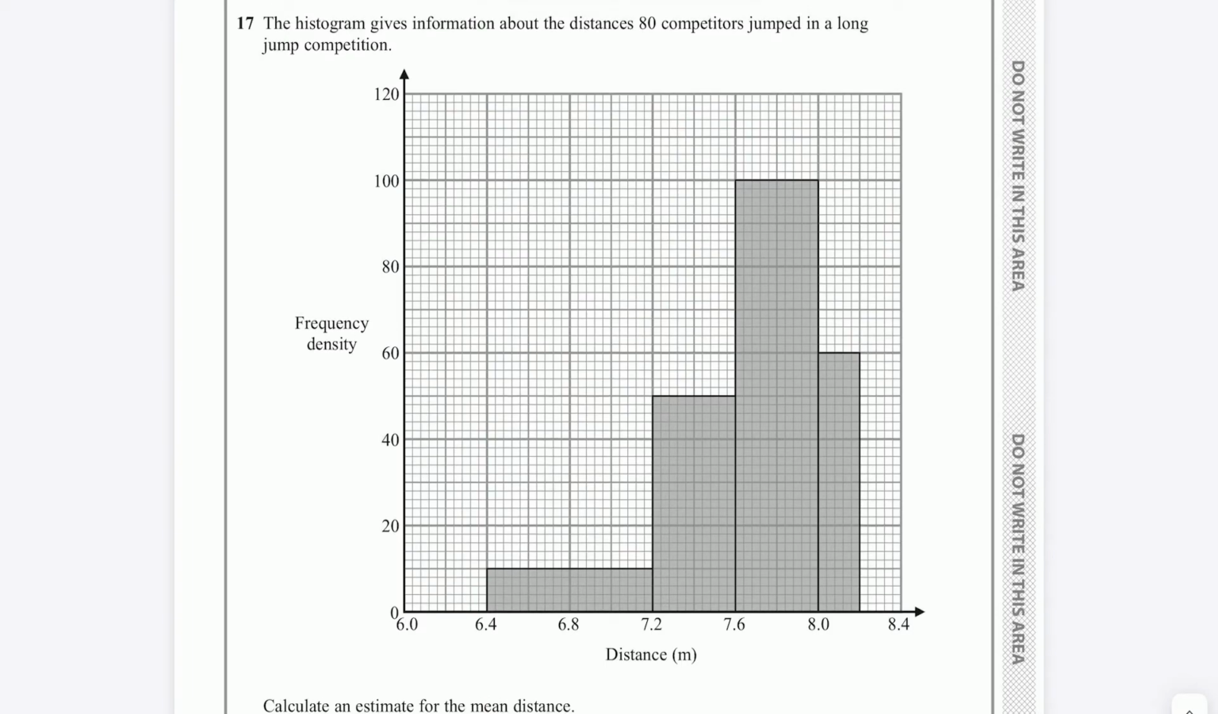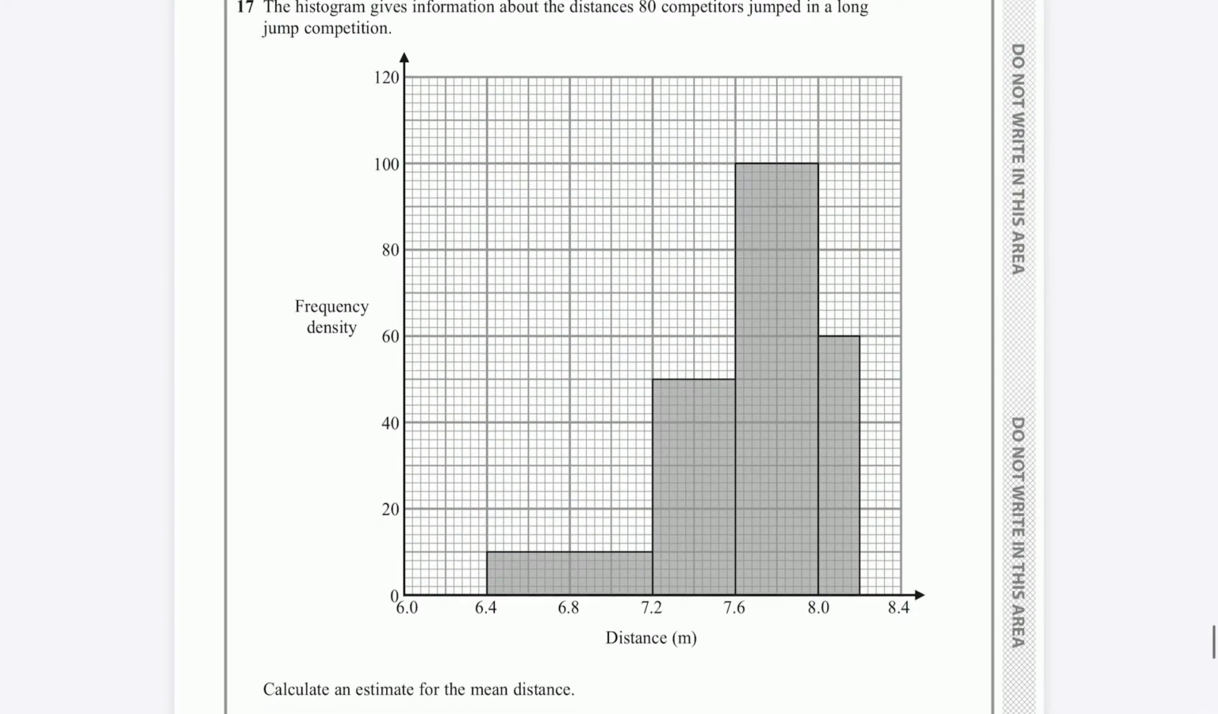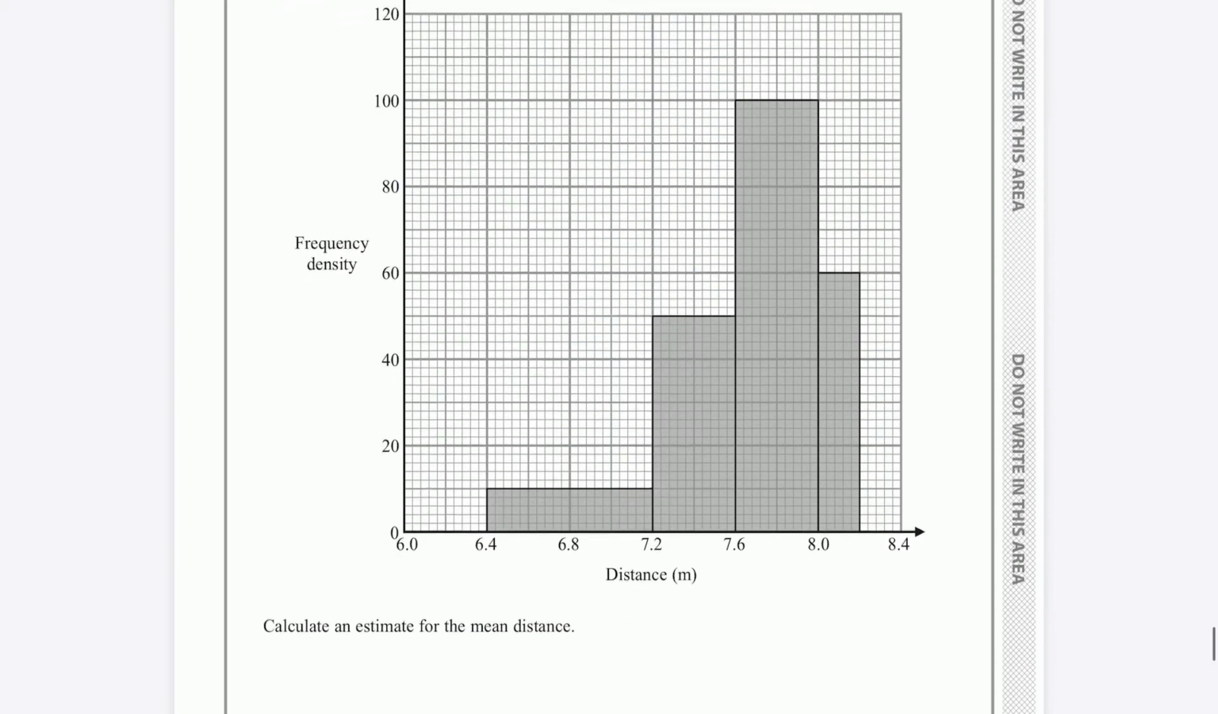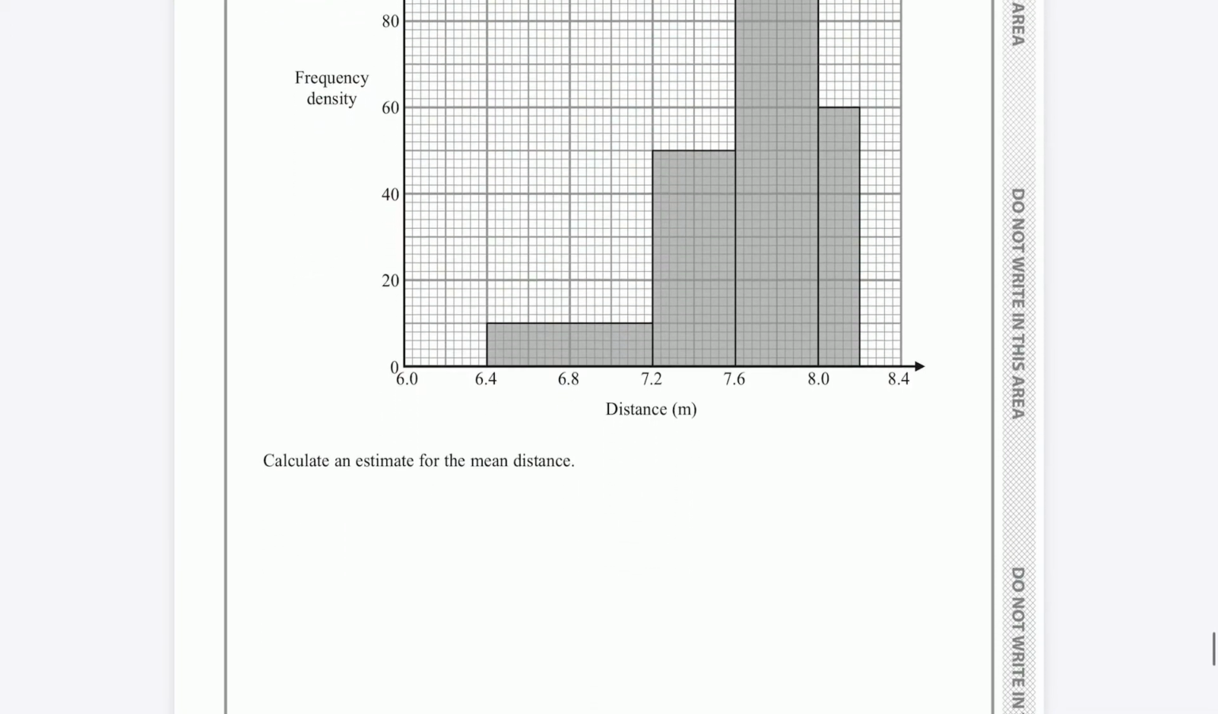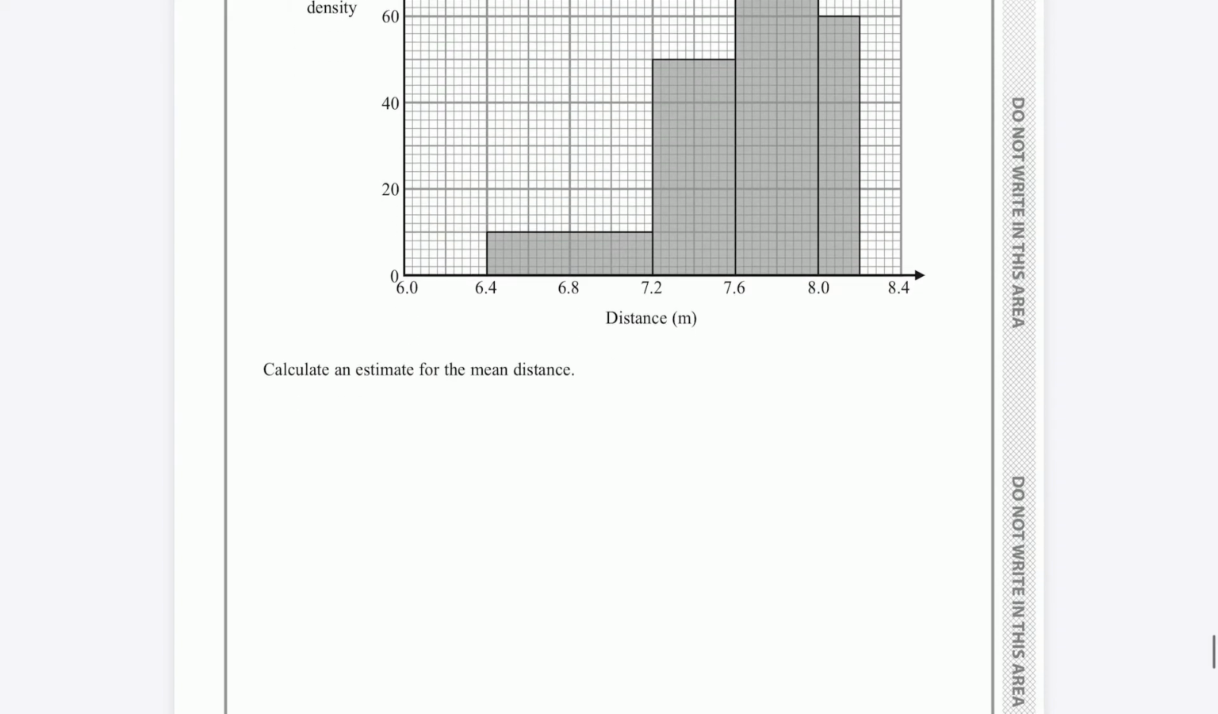We've got a histogram about some information of 80 competitors in a jumping competition, with frequency density and distance. It wants us to find an estimate for the mean distance. So we'll need to work out what the sum is and then what the total is. So we have the frequency and the density. Right, okay. So we have 4 parts to this graph. I'm just going to label them. So that's A, B, C, D.